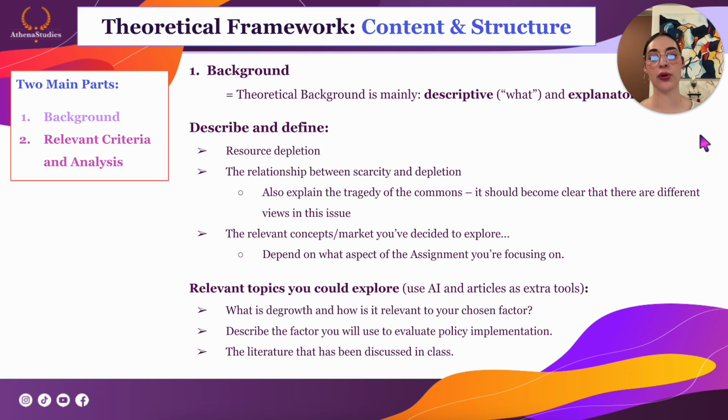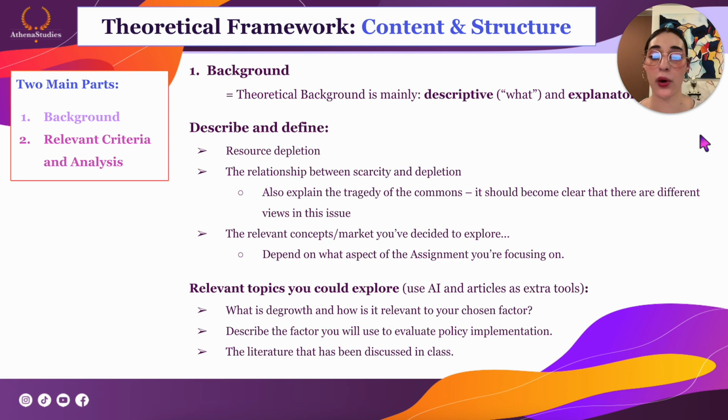Some things that you could explore, and of course use your AI as an extra tool, along with the academic literature and articles. So some topics that you could explore are, for example, degrowth. You can also describe the factor you will use to evaluate policy implementation, and of course evaluate the literature that has been used in class. So explore some relevant topics per suggestion of AI, and also your own findings in the literature to help you develop those key definitions and key terms that are going to be relevant for evaluating your research question.